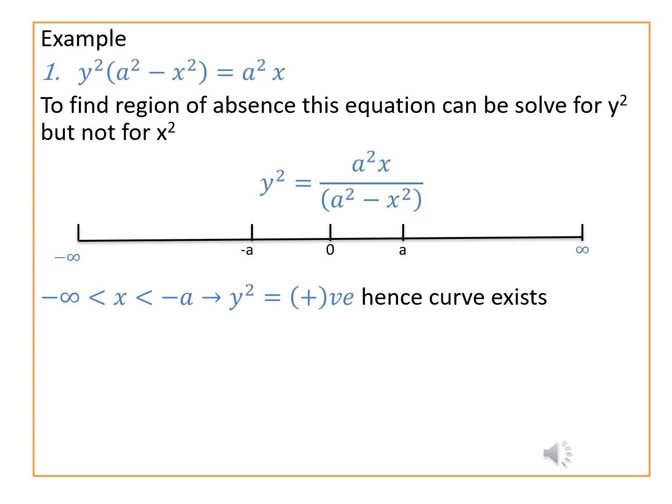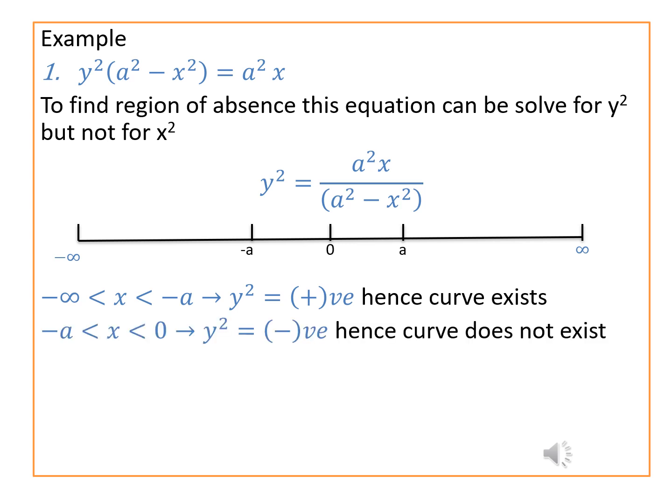Now take the second part, which is minus a to 0. Again x is negative, but it is strictly greater than minus a, meaning numerically less than a. So if we put these values of x here, a square x will be negative, but a square minus x square will be positive. With a negative numerator and a positive denominator, the total y square is negative. If y square is negative, that means the curve does not exist in this part.